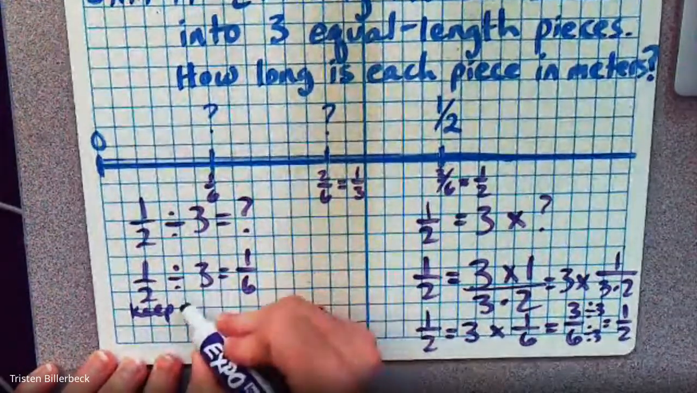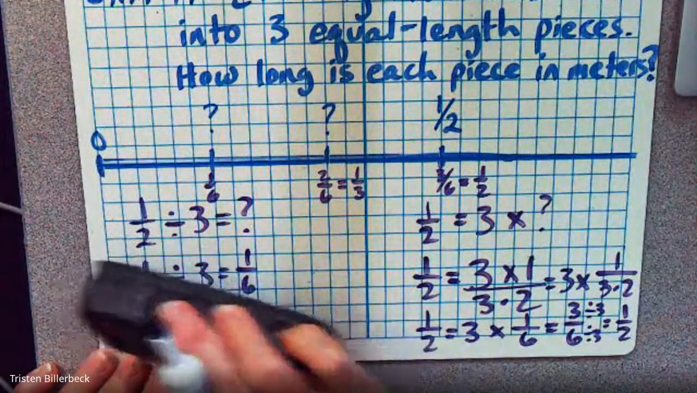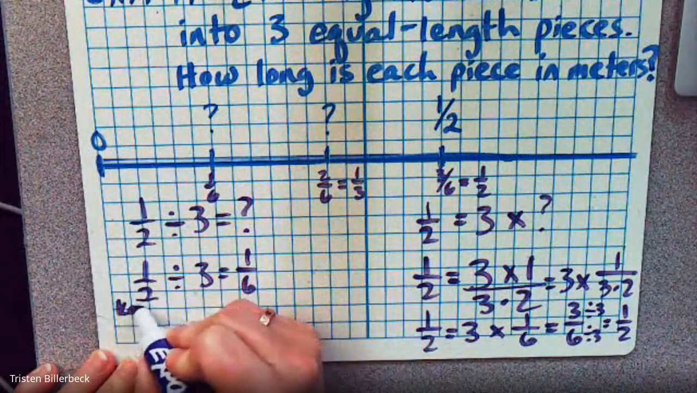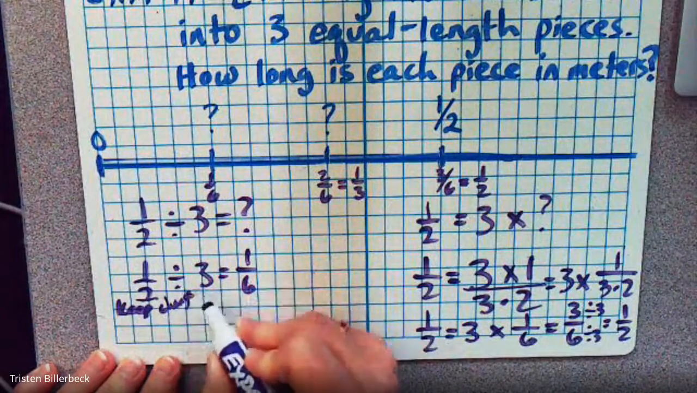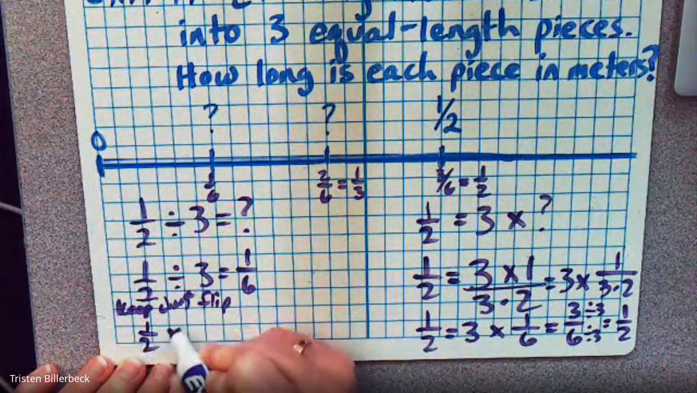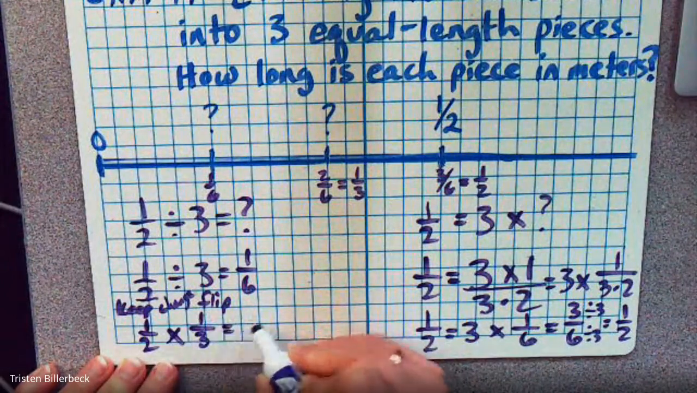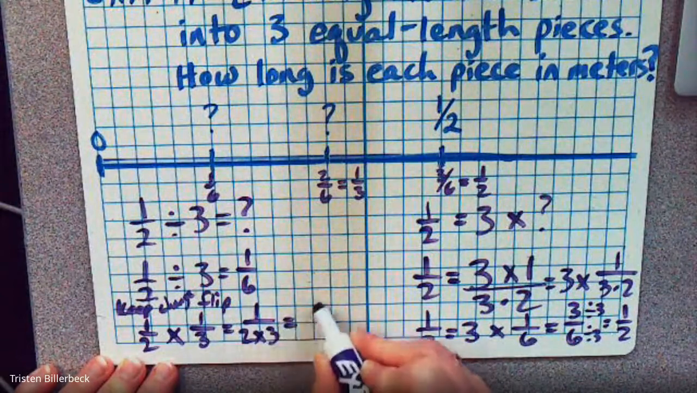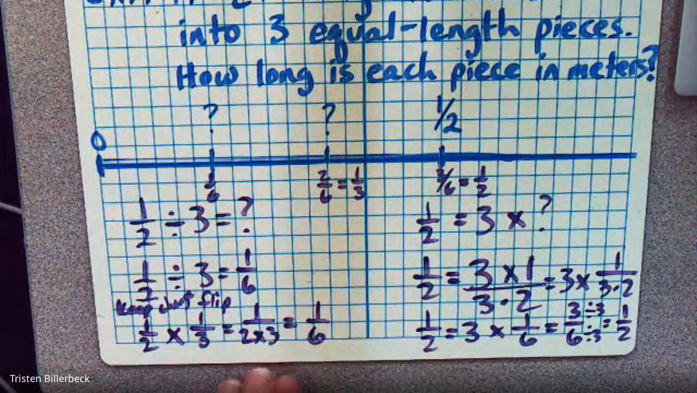Okay, we could have done keep, change the sign, flip. So I keep 1/2, I change the sign, and I flip the 3 to 1 over 3, and I get 1 over 2 times 3, which is 1/6. So that's where the keep, change, flip comes in. It's an easy way to find 1/6.